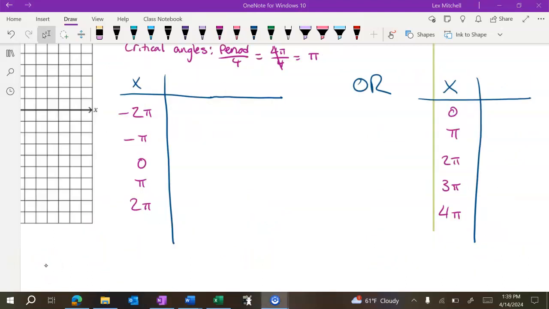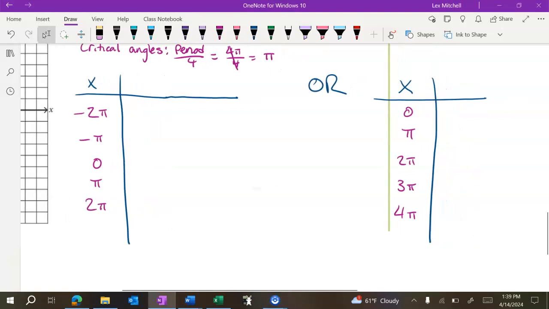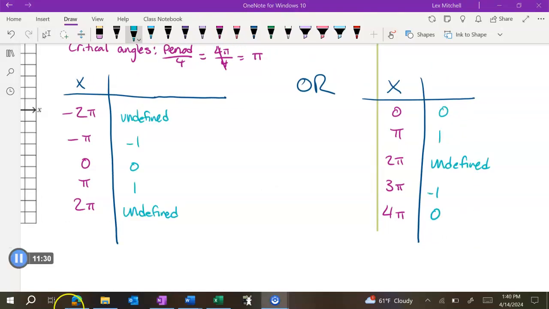So either our critical angles will have 0 in the middle, we'll have 2 critical angles in the negatives, I guess on the graph to the left, and then 2 to the right or on the positive side, or we can start at 0 and just add critical angles all the way up the same way we did with sine and cosine. It'll just have a different pattern. So that would look like this. And again, notice, right, at 0, we are at 0 for both of these. At pi, we are at 1 for both. We're just looking at different critical angles.